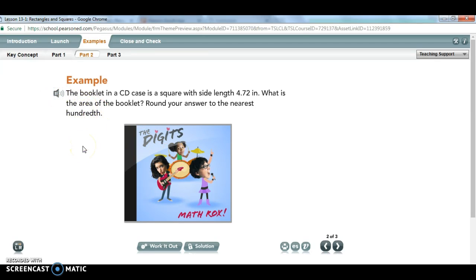The booklet in a CD case is a square with side length 4 and 72/100 inches. What is the area of the booklet? Round your answer to the nearest hundredth. One thing that's important for you to remember is side length is the same on all sides for a square. So your 4 and 72/100 is not only the size of your base, but it's also the size of your height. I now want you to try and find the area of this CD case, and then we will check it together.